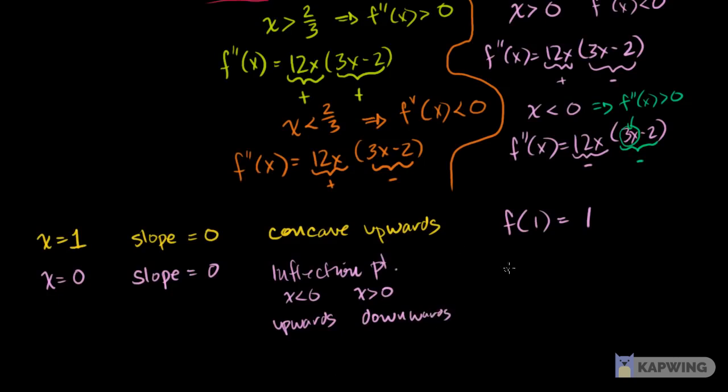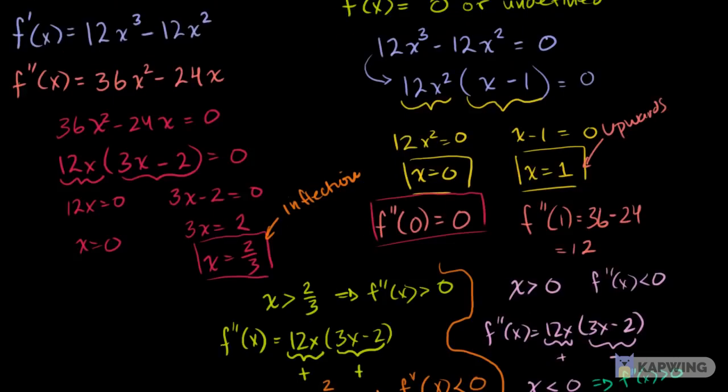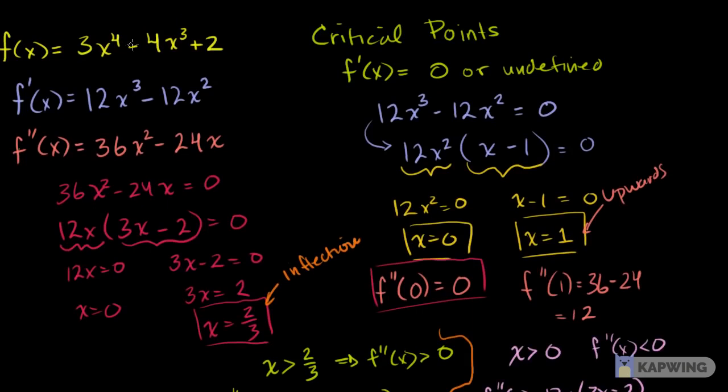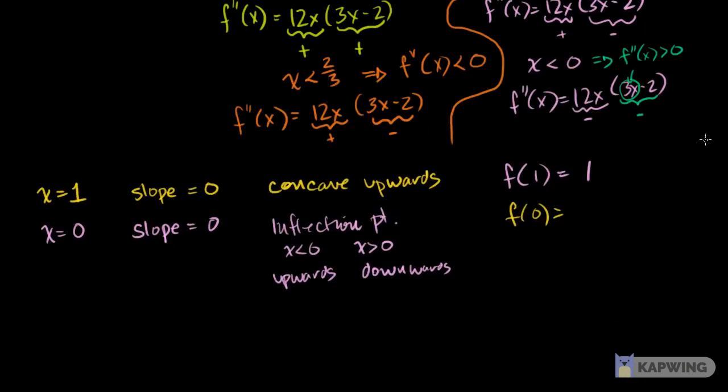And then what is f of 0? Just so we know, because we want to graph that point. F of 0, this is easy. 3 times 0 minus 4 times 0 plus 2. Well, that's just 2. F of 0 is 2.